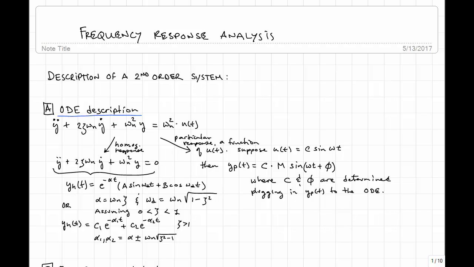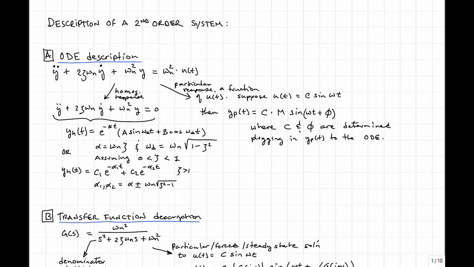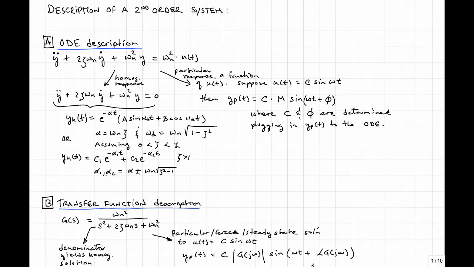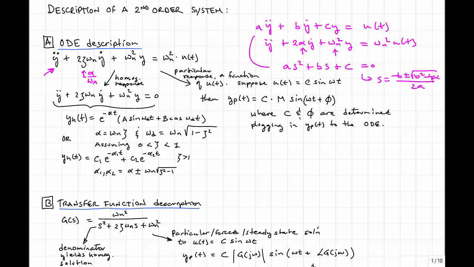So I've described a second order system here using its ordinary differential equation description, which is shown right here. Using the ODE description, we can go through the classical process of finding the homogeneous response and then the particular response, and then combining those together and satisfying initial conditions as a way to arrive at the complete response of a second order system. Let's suppose that the input U was a unit step.